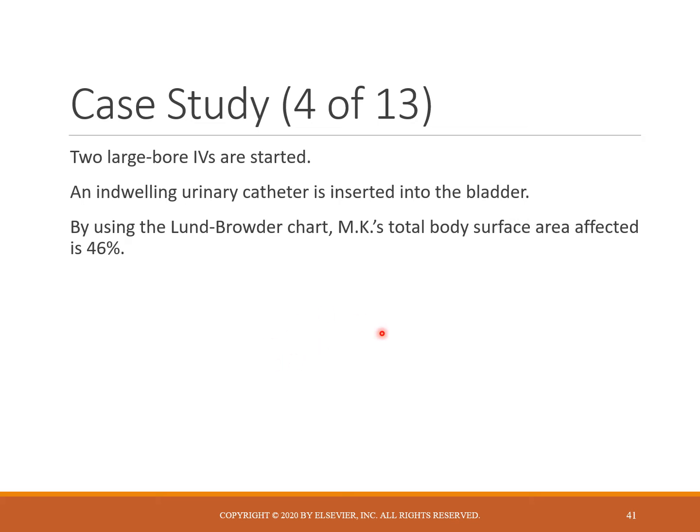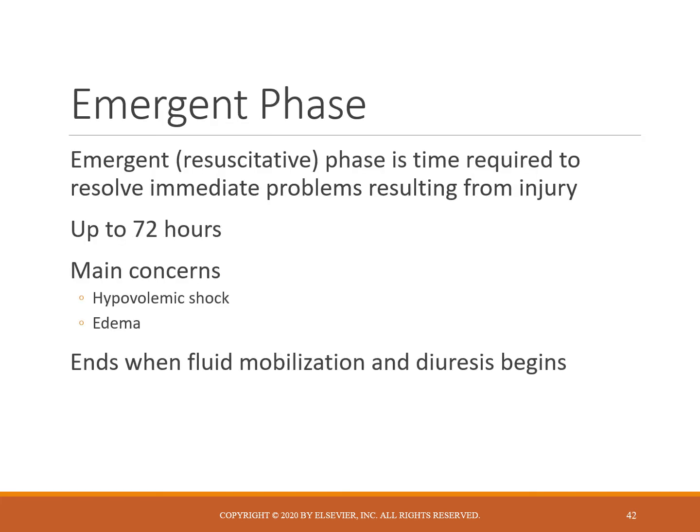So this is a sample case study that you can work on your own. As you can see here, what if your patient had a 46% burn based on the Lund and Browder chart, and your patient has a large bore IV started and has a Foley catheter? So what would you do for that patient? 46% is huge, because remember the chest is 18%, so it means it's more than that. So there will be other parts of the body that are affected.